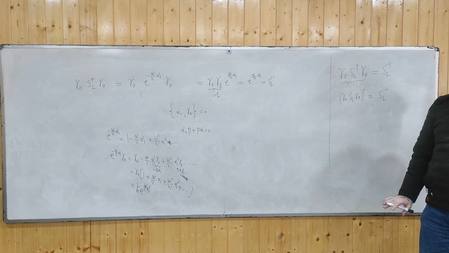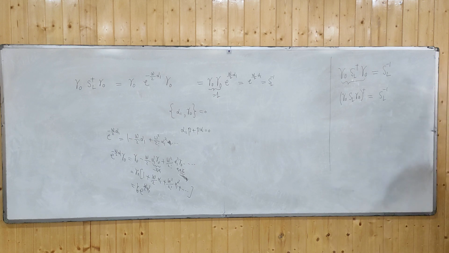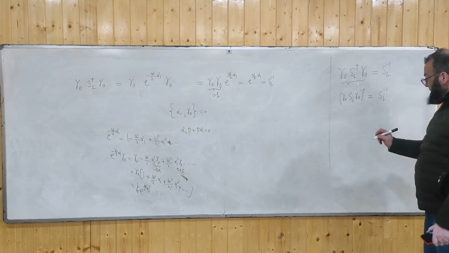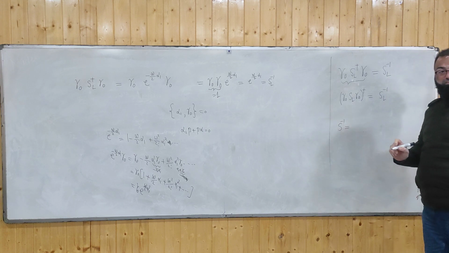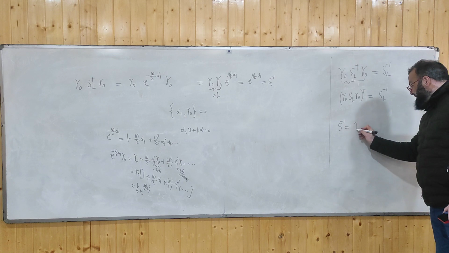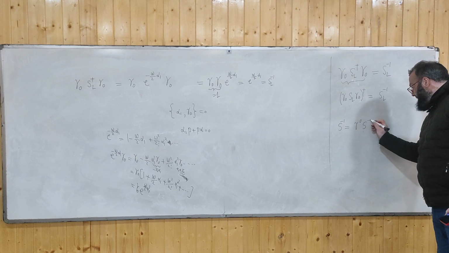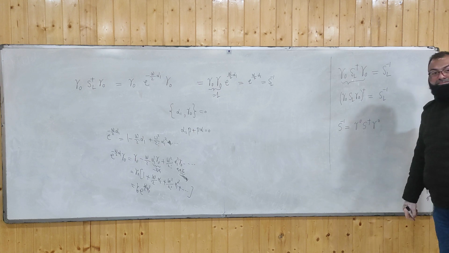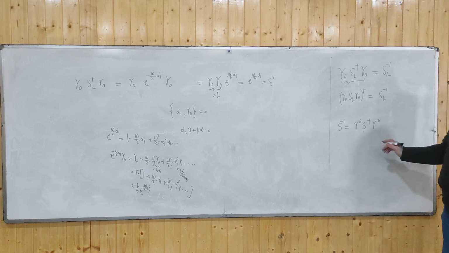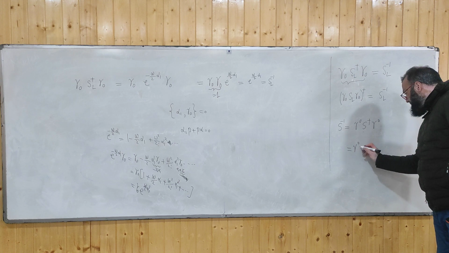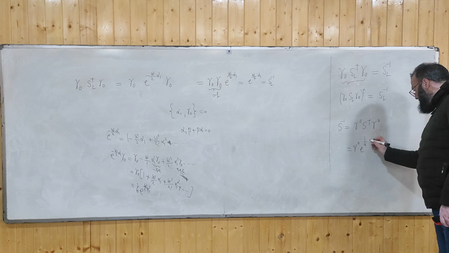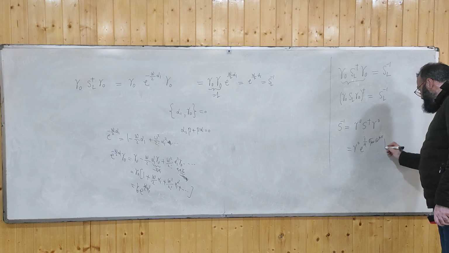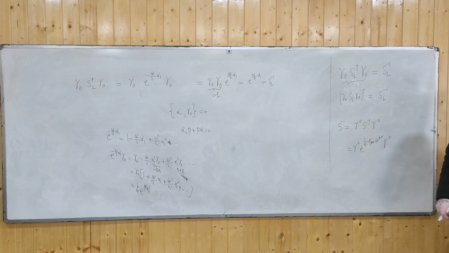Clear? So you can do it similarly in general. If you have S inverse, in general you can write this as gamma 0 S dagger gamma 0. Okay, what is our S? That's actually equal to e raised to the power, S is minus, so it's i by 4 sigma mu nu omega mu nu. Clear?